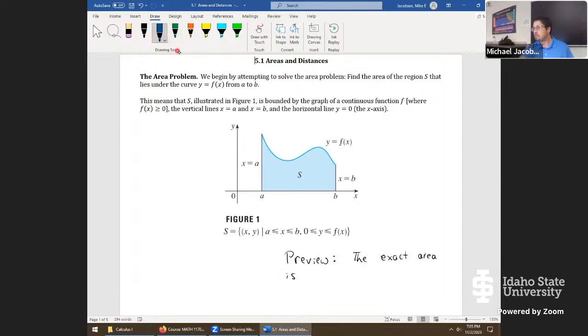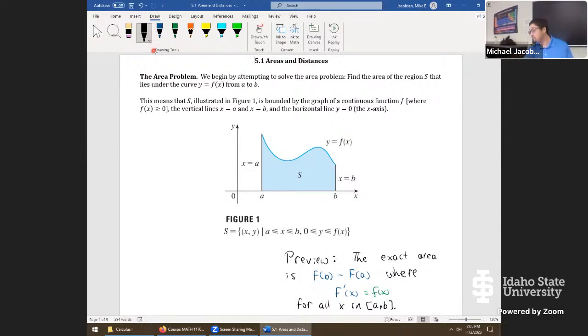is F of b minus F of a, where F, that's an antiderivative. Let's just write it out in this form. F prime at x equals f of x for all x in that closed interval from a to b. So that's really, really weird.